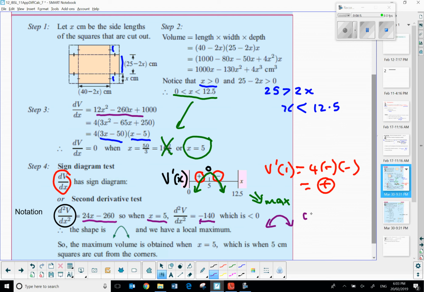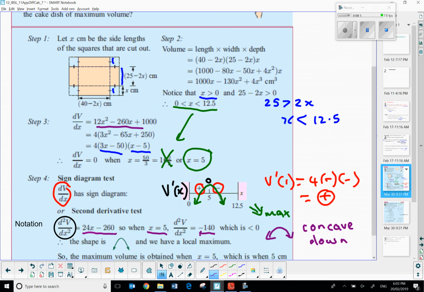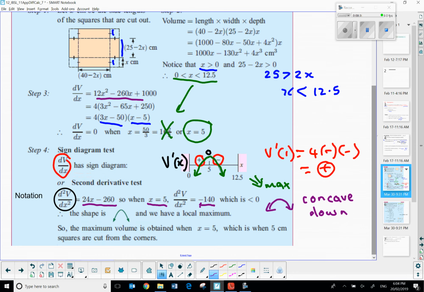All right. So all those rules that we learned in 17A come into play here. So concave down, which means we've got a local maximum. If we test our endpoints at x equal to 0, then we don't have our box, because that would be 0. We've just got a flat piece of metal. And if x is equal to 12.5, again, this side would be 0, and we don't have a box. So this is our local and global maximum.